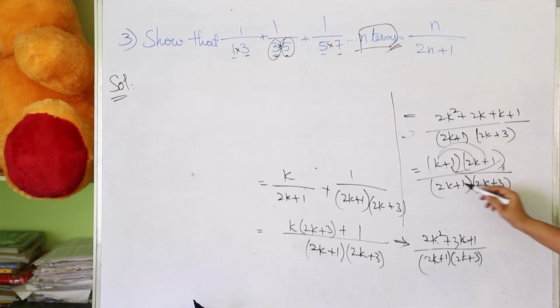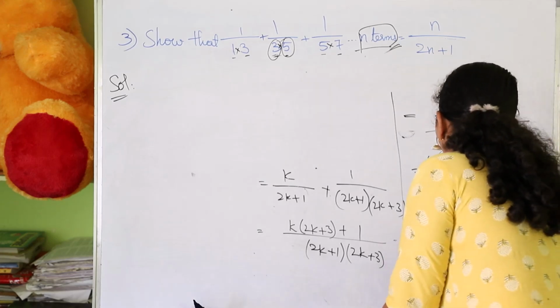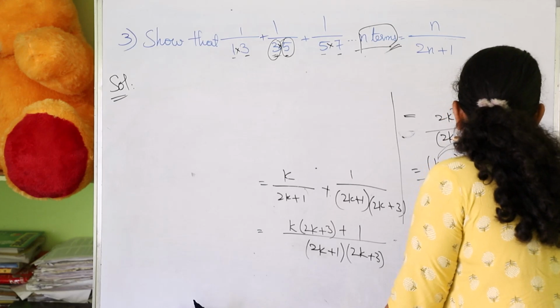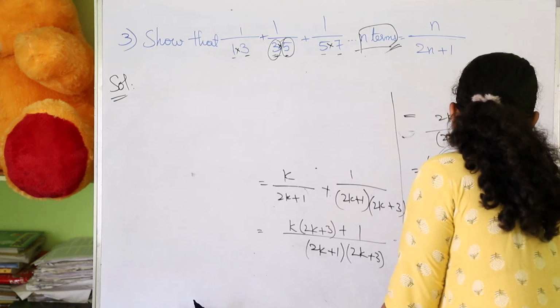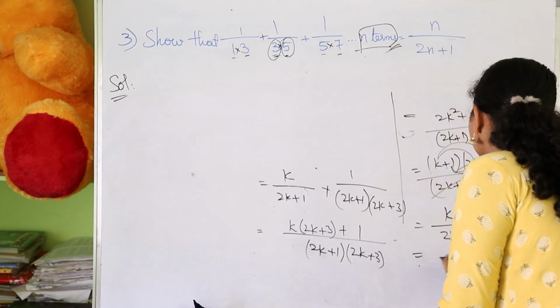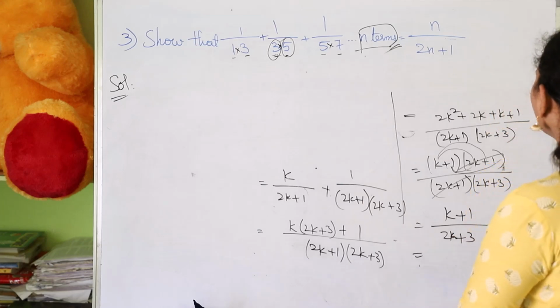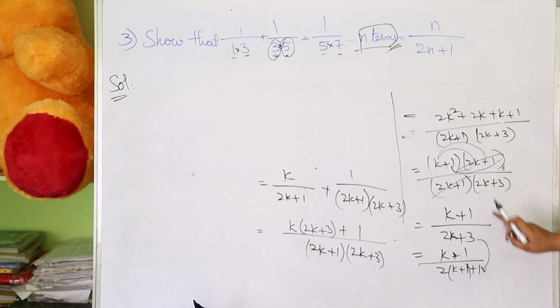We got this value, right? Here 2k plus 1 gets cancelled. And next, you go for k plus 1 by 2k plus 3. This becomes, instead of 2k plus 3, 2 into k plus 1 plus 1. So here I have written this equation as this.